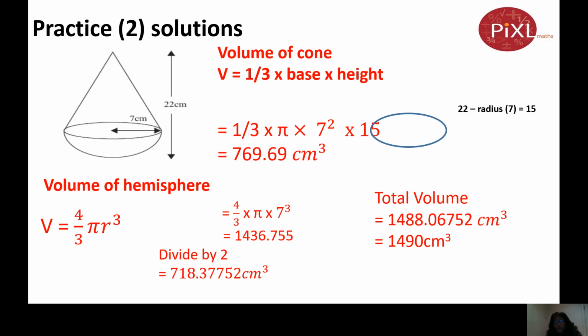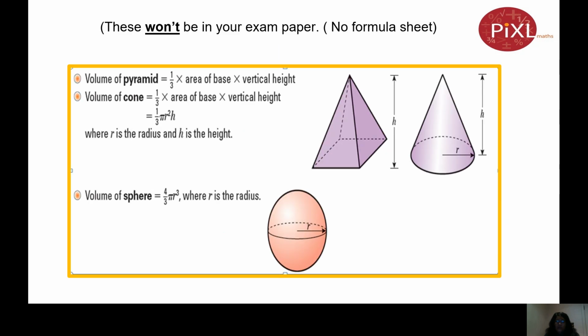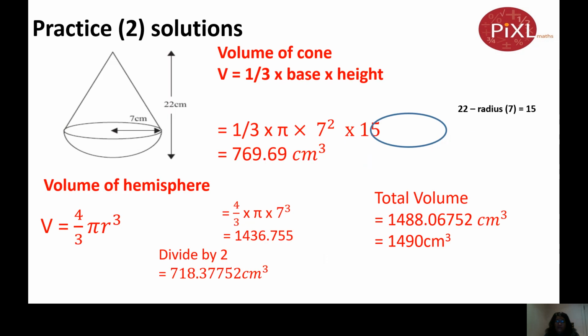Actually, we might want to round that up now to the nearest whole number, or nearest 10, or whichever one. In this case here, that's 1,490 centimeter cube. Okay, so next one.